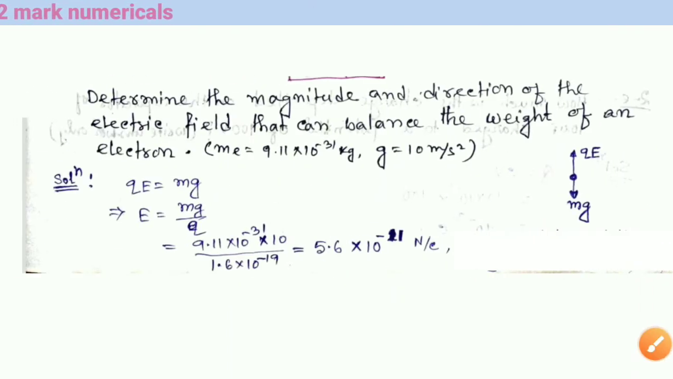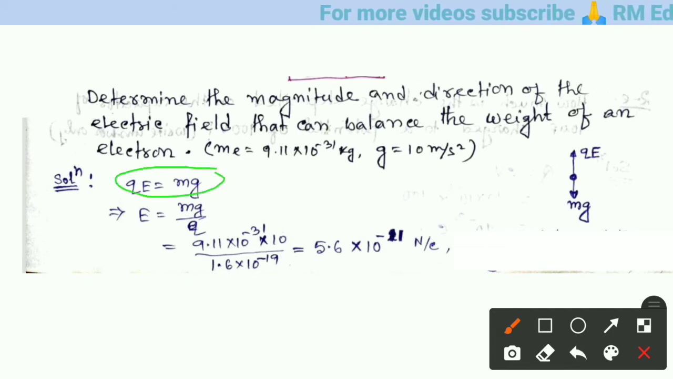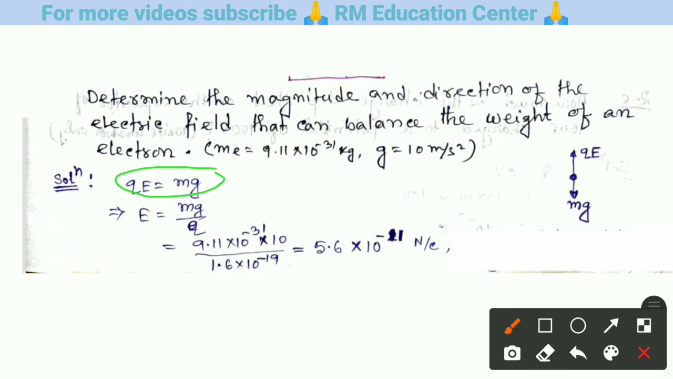Next question is, determine the magnitude and direction of the electric field that can balance the weight of an electron. In that case, we know that the formula is qE equals mg. This type of question is very important, and this question is repeated in your CHSE examination frequently.